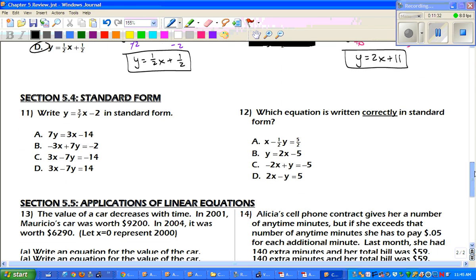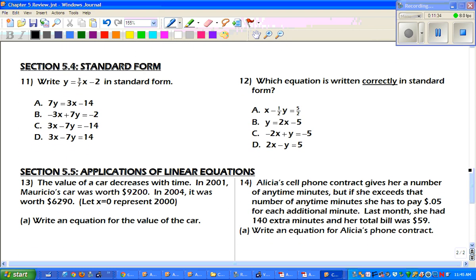Okay, let's go ahead and move on down. Write the following equation in standard form. Remember, standard form is ax plus by equals c. We had all of those rules, so y equals 3/7 x minus 2. To get rid of the fraction, we're going to multiply everything by 7. And we get 7y equals 3x minus 14.